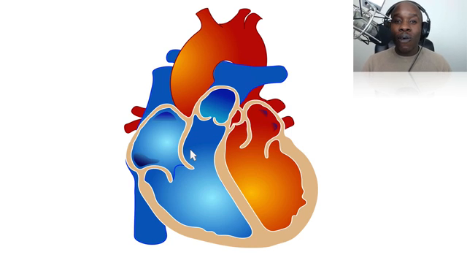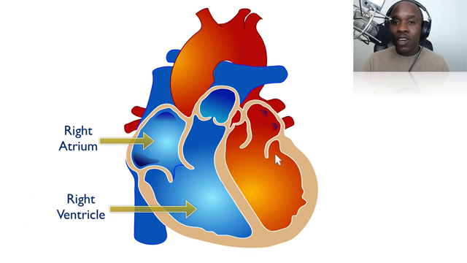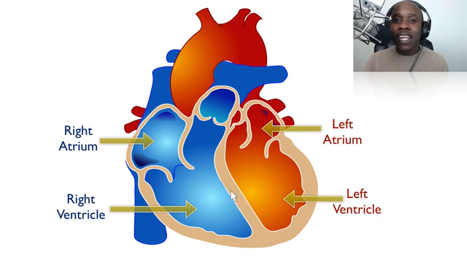Now, first thing I want to look at is the chambers of the heart. We have 4 chambers, and those 4 chambers will be our right atrium, which is this first chamber here on the right side. And then we have our right ventricle. We have our left atrium and our left ventricle. So these are the 4 chambers, the 4 rooms, and these are the rooms where the blood is going to be flowing through inside the heart.